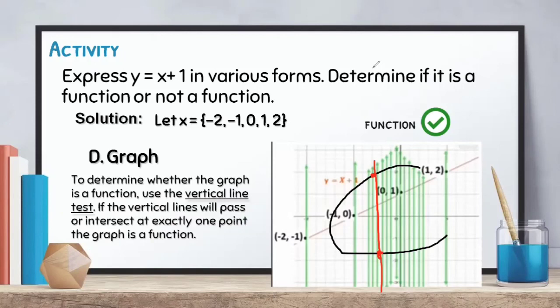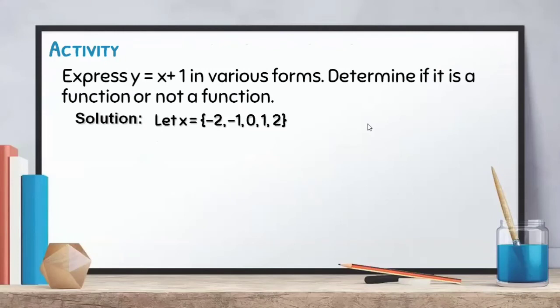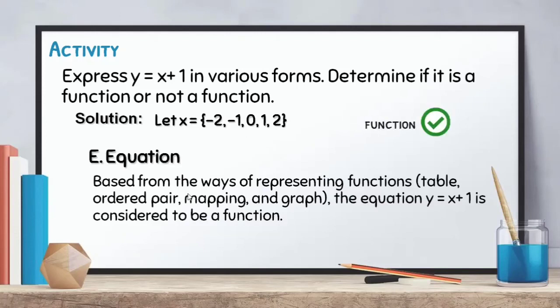None? Okay. So now let's proceed to the last one. So this time, we're going to use the equation. So that would be y is equal to x plus 1. So based from the ways of representing functions using the table, ordered pair, mapping, and graph, the equation y is equal to x plus 1 is considered to be a function. Of course, we already found out earlier that it is a function. So, for example, we don't know yet if it is a function or not. So how are we going to find out?